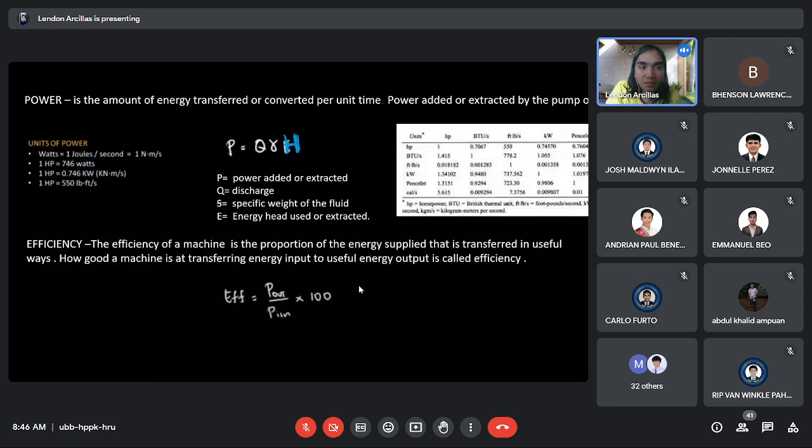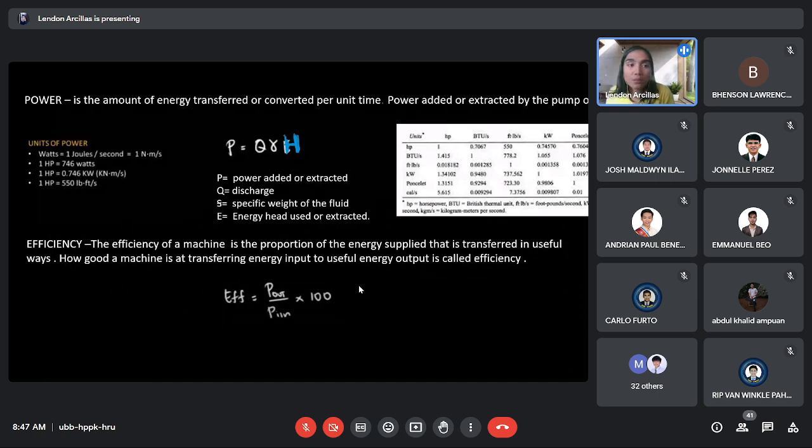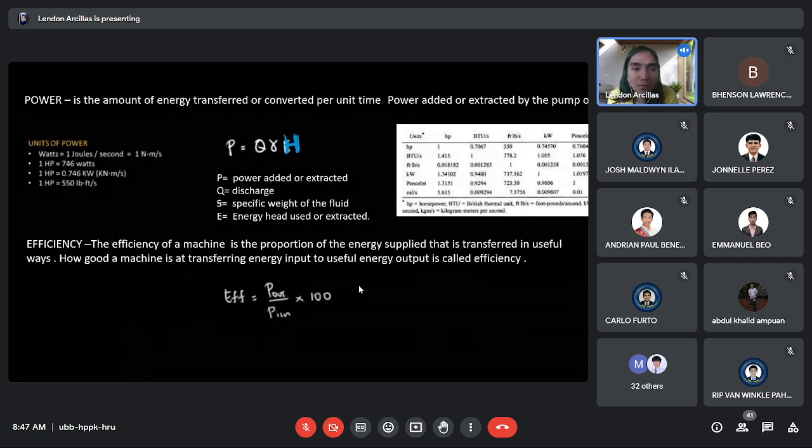So, first, before we proceed to that question, we also have a power included on our mechanical equipment, either pumps or turbines. So meron tayong power na i-consider doon. Since that is a mechanical equipment, we also have a power. A power is the amount of energy transferred or converted per unit time.